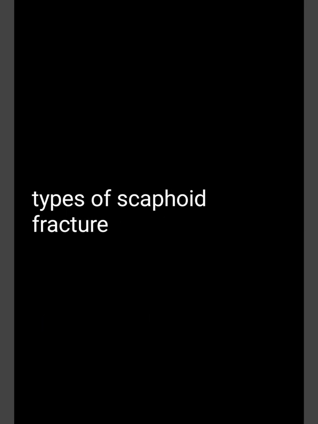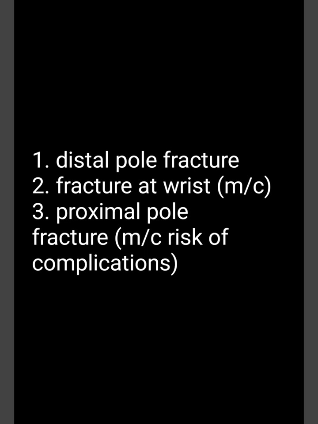Types of scaphoid fracture: 1. Distal pole fracture. 2. Fracture at waist, MC. 3. Proximal pole fracture, MC, risk of complications.